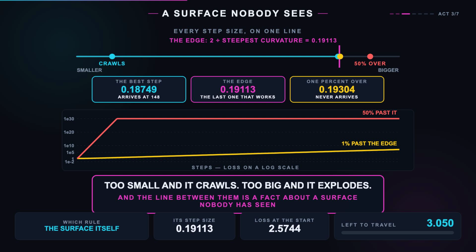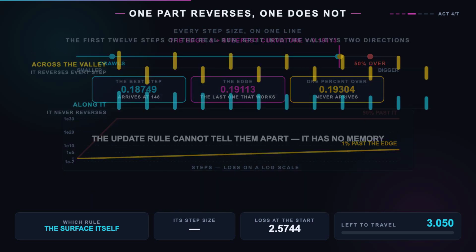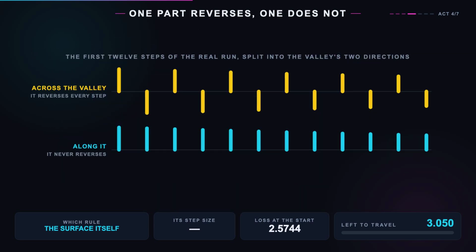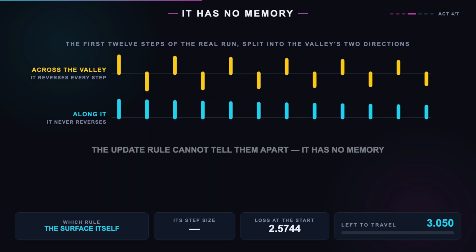Too small, and it crawls. Too big, and it explodes. And the line between them is a number about the shape of a surface nobody has ever seen. So go back to the good run, and look at what it is doing wrong. The sideways part of every step reverses. Left, right, left, right. The forward part never does. Every step, however small, points the same way down the valley.